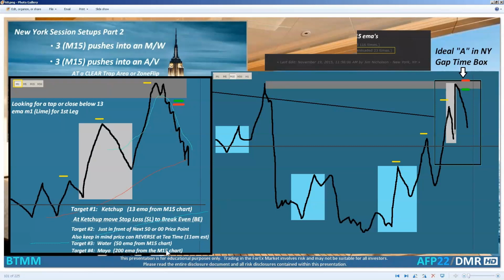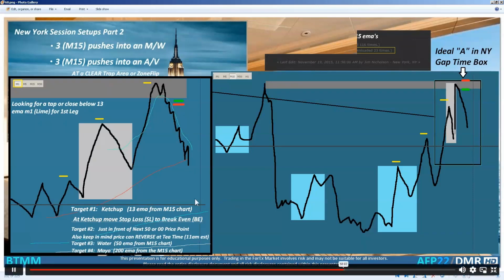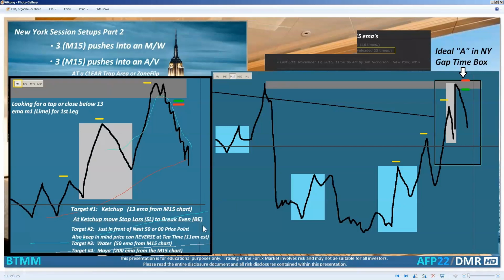So the Mayo is the 200 EMA down below, all right? So that's the order: the 13 EMA from the M15 chart, a 00 or 50 price figure, then the water, then the Mayo, all right? Those are the 4 areas you're looking for take profits on this.